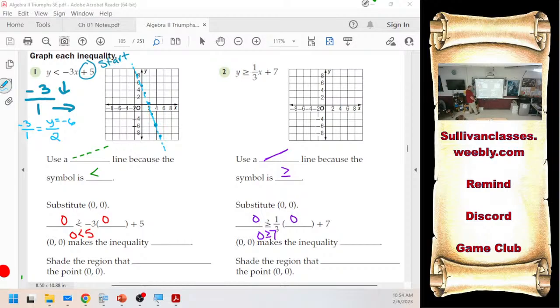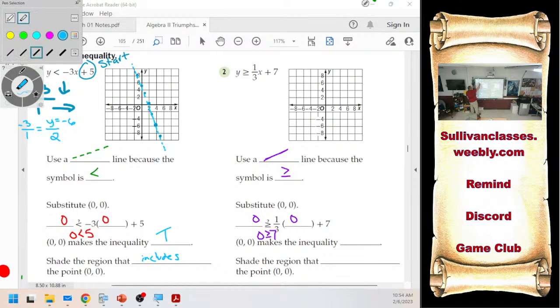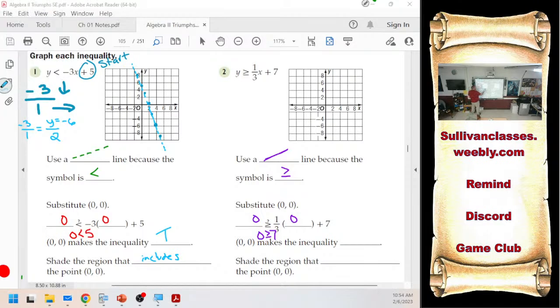You plug in 0, 0. 0 is less than 5, last I checked. Since it's true, I'm going to shade the region that includes it. So I shade everything that includes 0, 0.